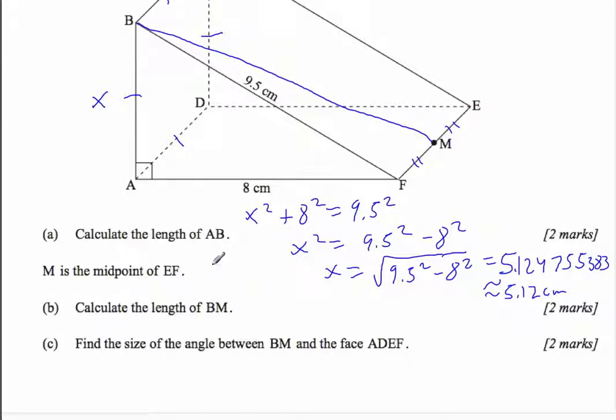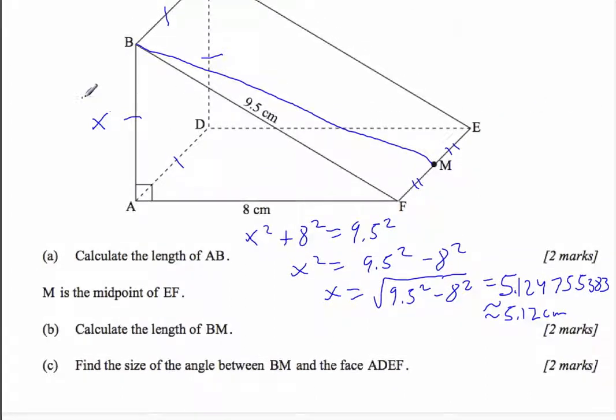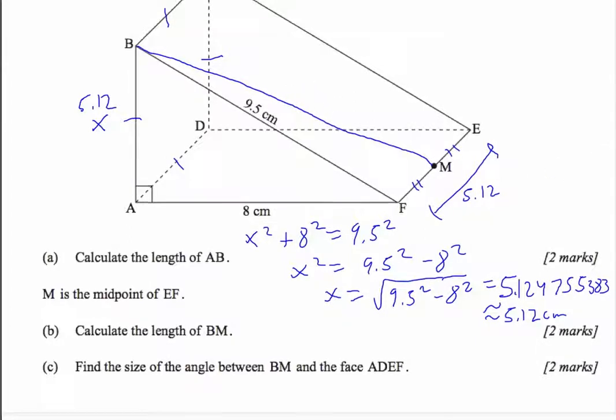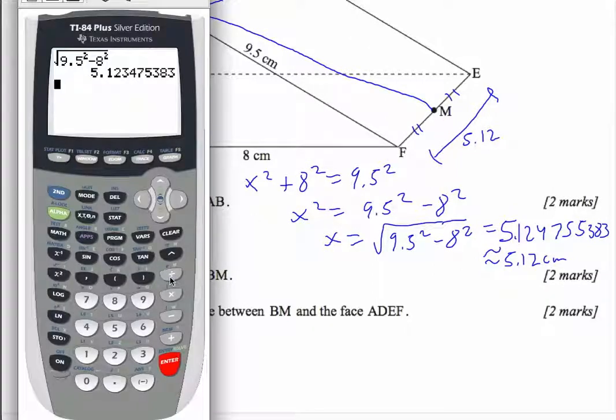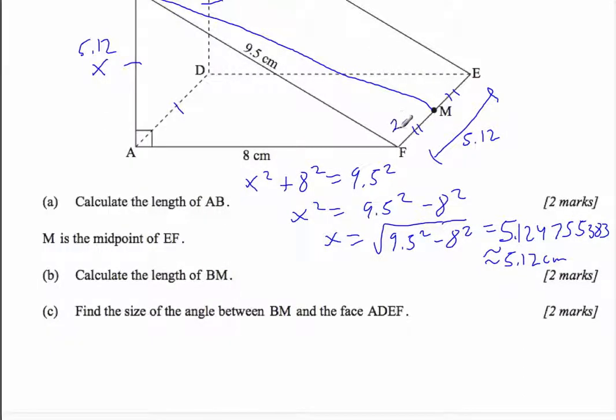And let's see, what can we do here? Oh, okay. We've just calculated x, which is 5.12, which means this length is about 5.12. And half that length, we can find this length, which is about half of that. Then we're going to find BM. So this length here, FM, is half of 5.12. I got that on my calculator, so I can divide by 2, and that's about 2.56.